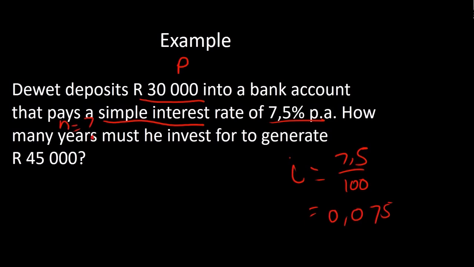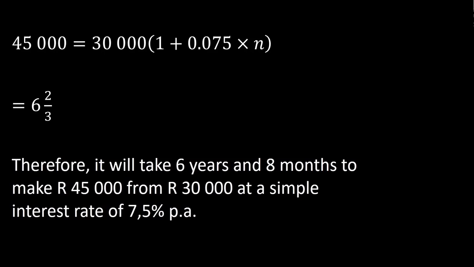How many years must he invest for to generate 45,000 Rand? So in other words, they're telling you this is what he's getting at the end. So this then is the value of A. So let's see what we've got. We have A, we have the value for P, and we've got I, so obviously what we are solving for is N. Okay, so we're simply then going to substitute into our formula.